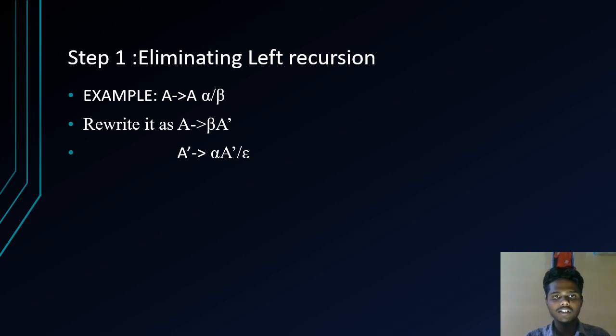Left recursion is nothing but when the production is in the form A tends to A alpha or beta, that is, the first symbol on the right side is the same as the left side. If it is the same, then it has a left recursion, so we have to eliminate it using this formula. It can be rewritten as A tends to beta A dash, and then A dash tends to alpha A dash or epsilon. In this way, if the given grammar contains left recursion, we can rewrite it using this formula.